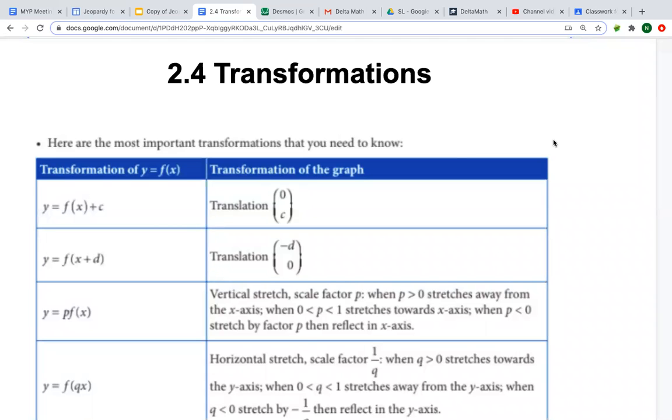Okay, so now we're going to talk about transformations. These are the generic rules of transformations that apply to all functions. First of all, let's talk about the notation. The one on the left is probably something you're most familiar with seeing, but the way it's written on the right, you might not be as familiar with.